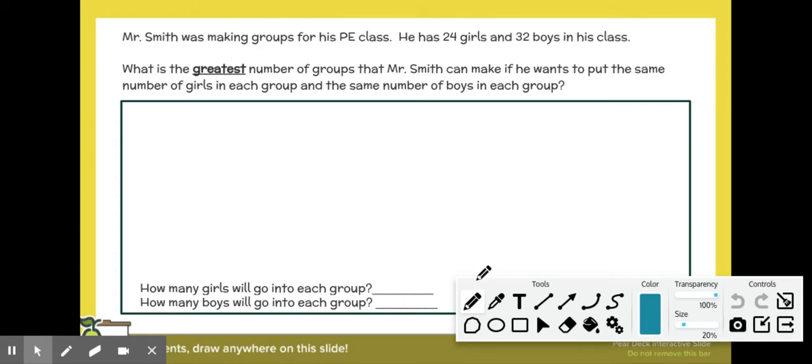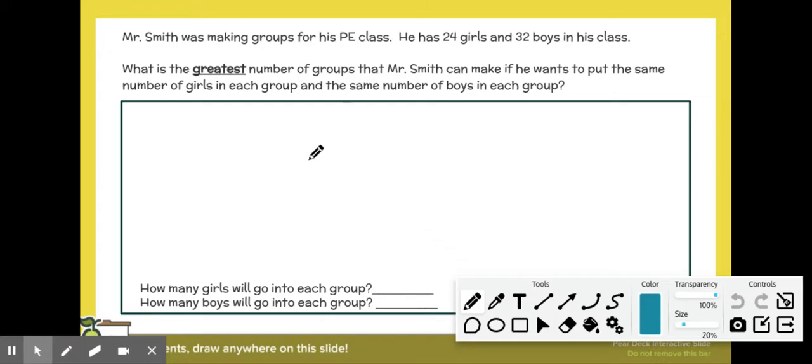Hey guys, so here's the first question that's going to be on the review. It says Mr. Smith was making groups for his PE class. He has 24 girls and 32 boys in his class. What is the greatest number of groups that Mr. Smith can make if he wants to put the same number of girls in each group and the same number of boys in each group?